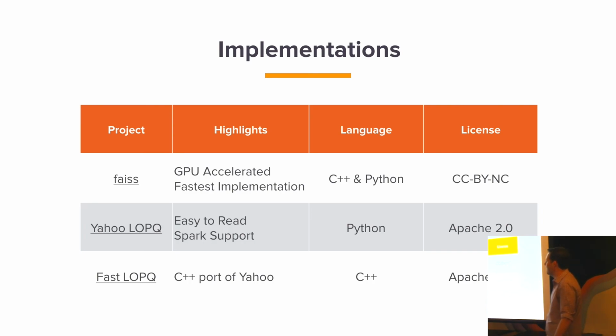The only problem I have with this library is it always crashes for me with a seg fault. It's probably my NVIDIA driver. Yahoo has a library too. They used it at Flickr. It was written in Python. It's easy to read, and it supports Spark, which is cool. But it's not as fast as the Facebook one.